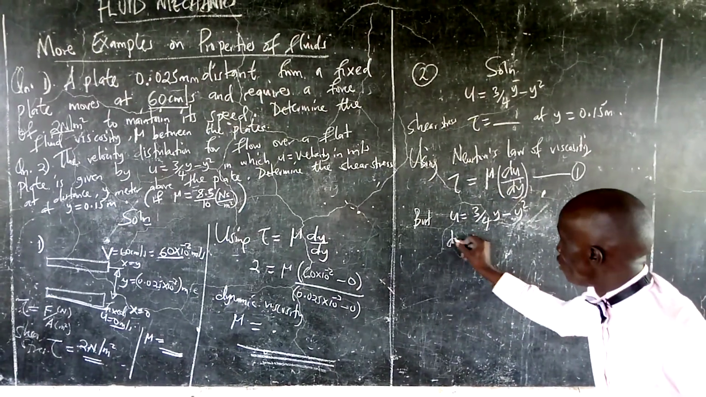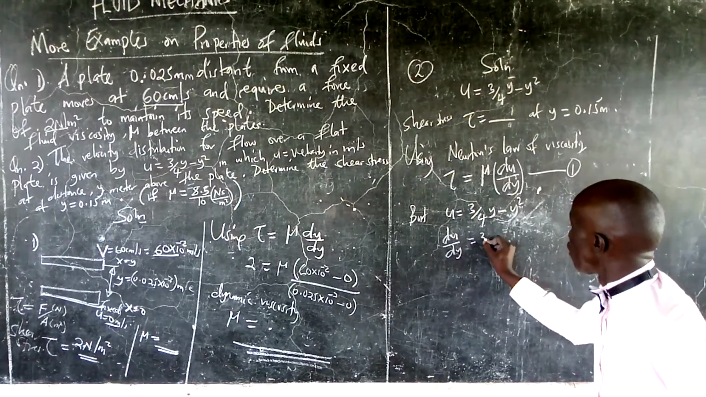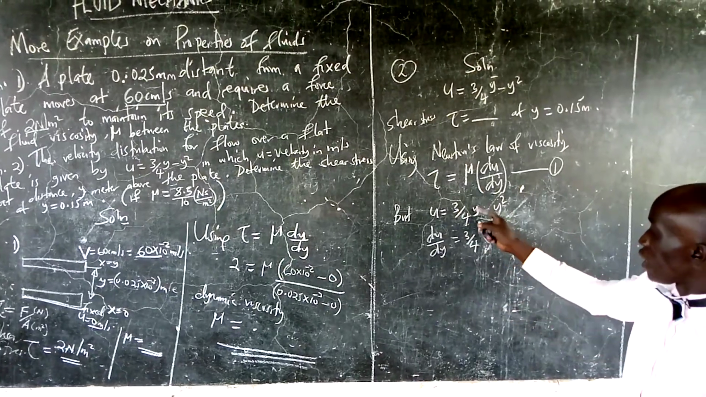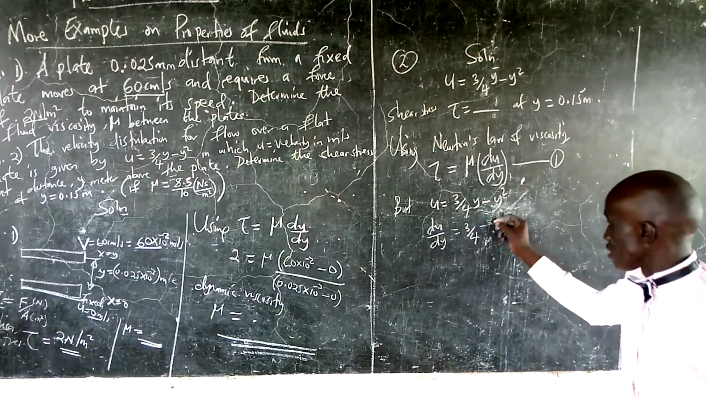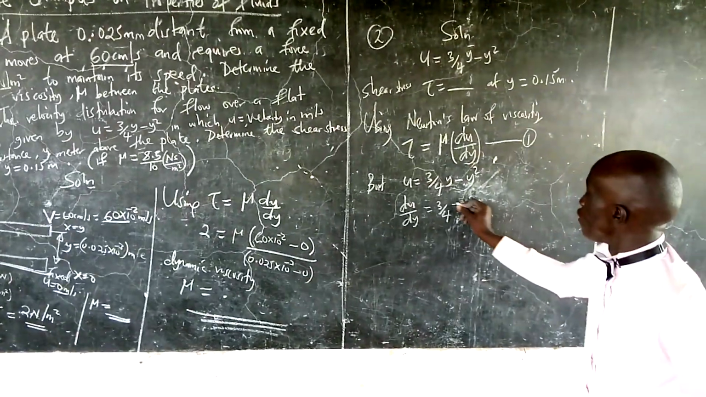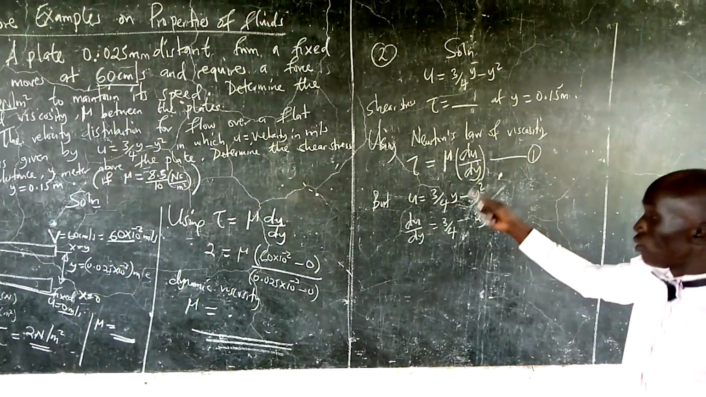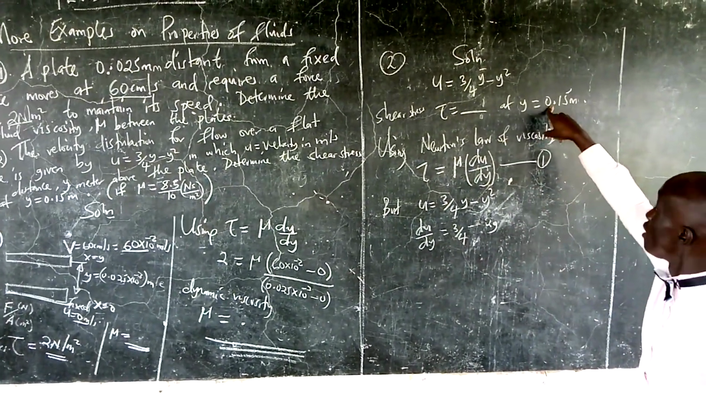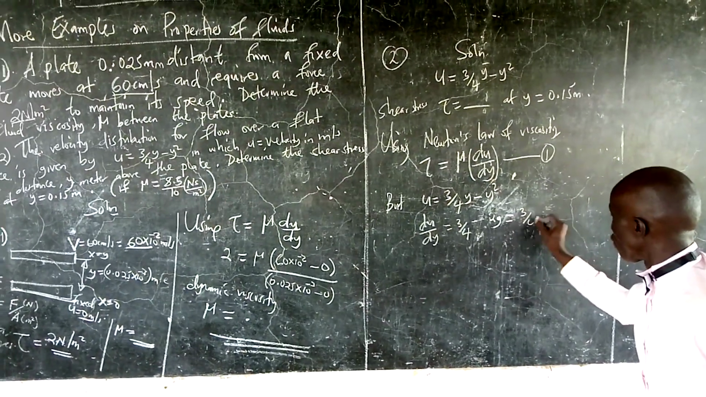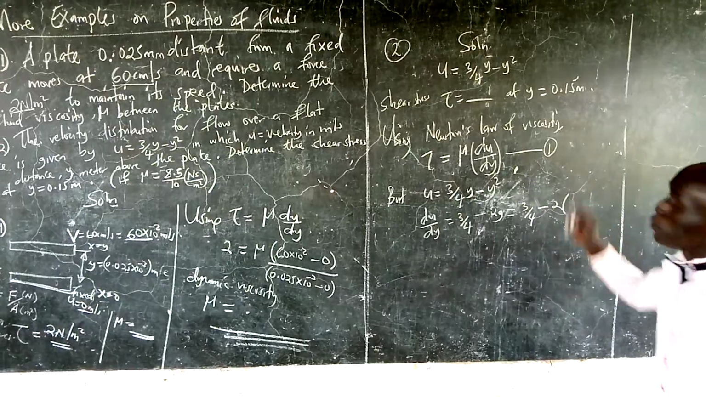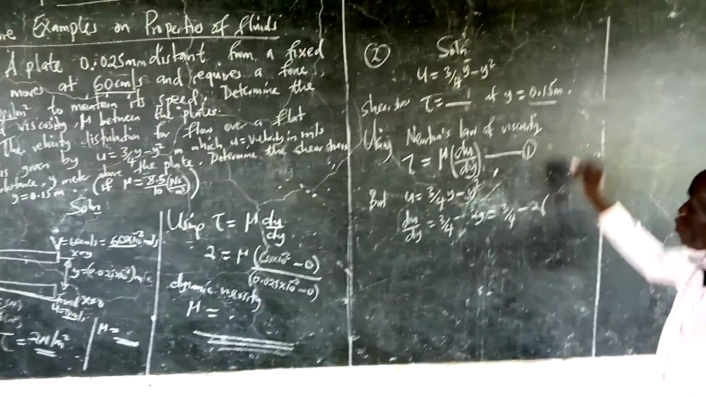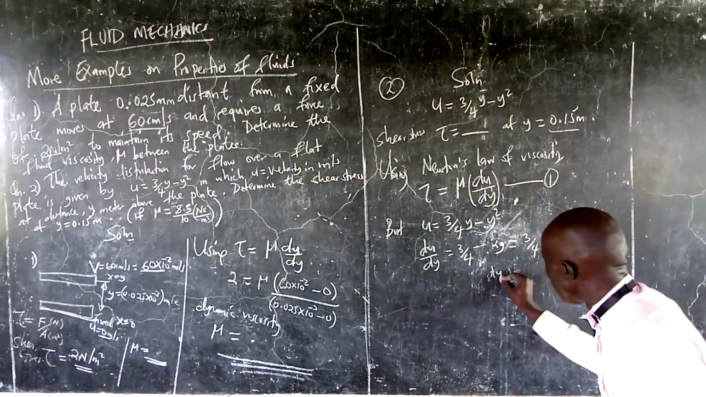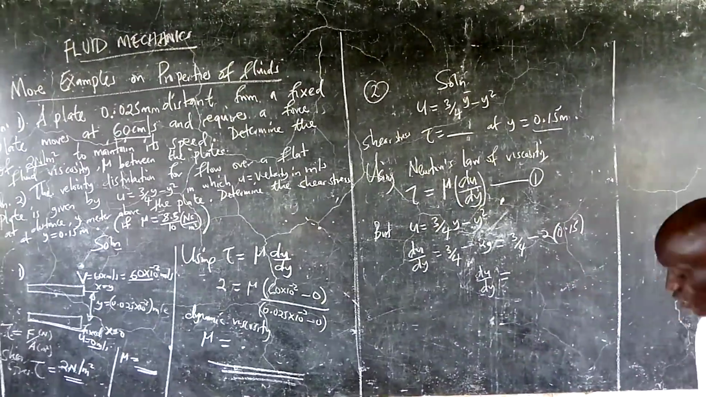So what is du dy? du dy is going to be equal to 3 over 4. If you differentiate, reduce the power by 1 and lower it, this one is going to be minus 2y. You just take them down and have that. But I say at y equals this value. So that means du dy is 3 over 4 minus 2 times y, where y is what is given, which is 0.15.